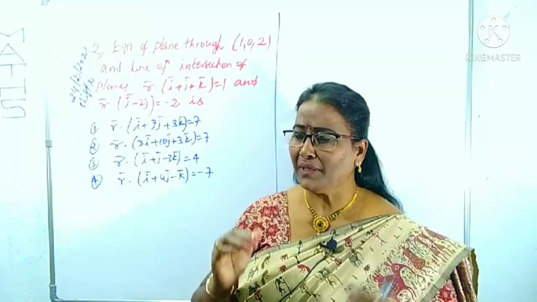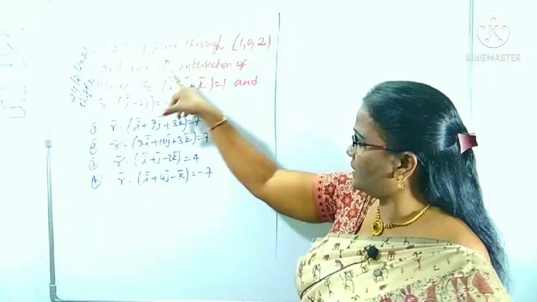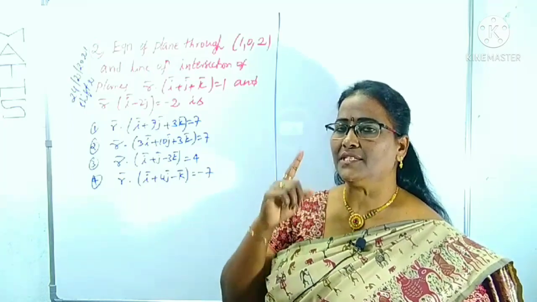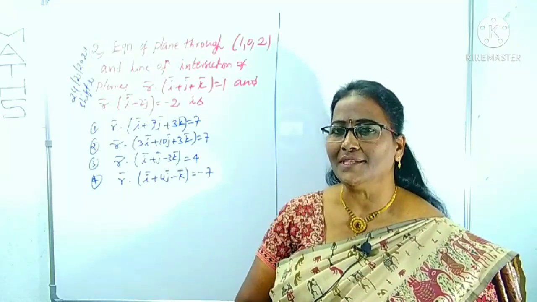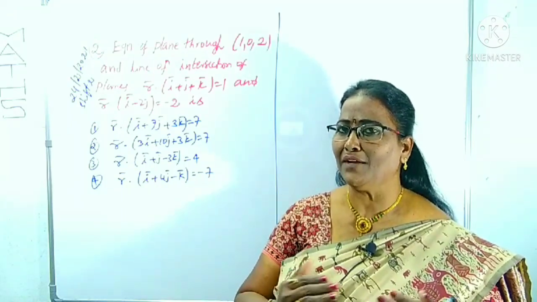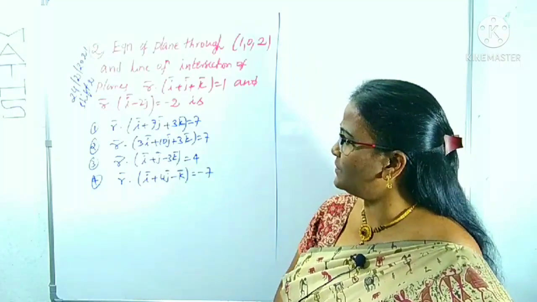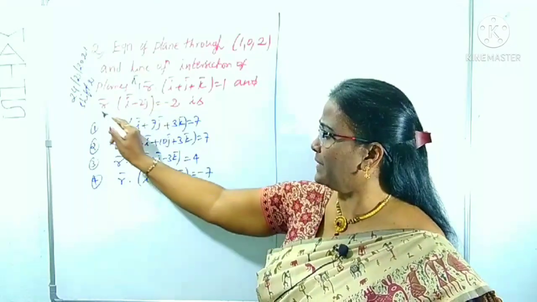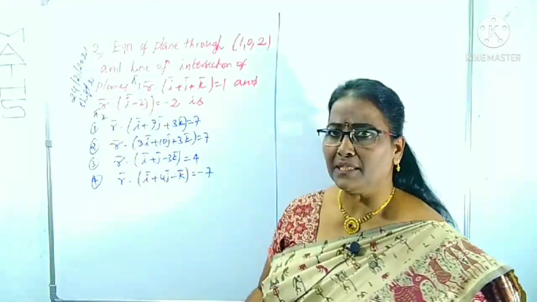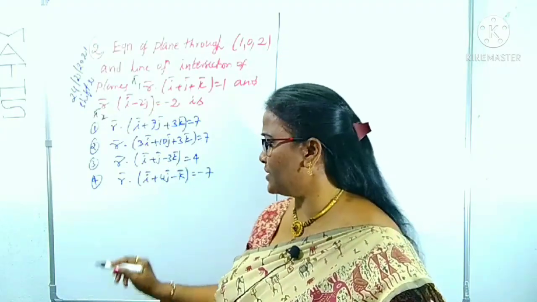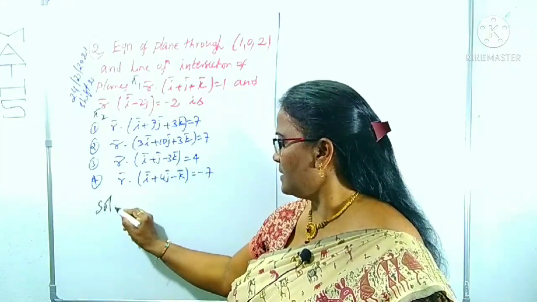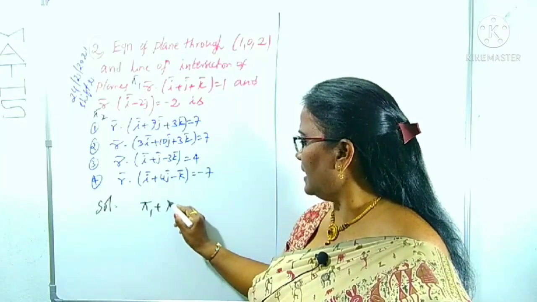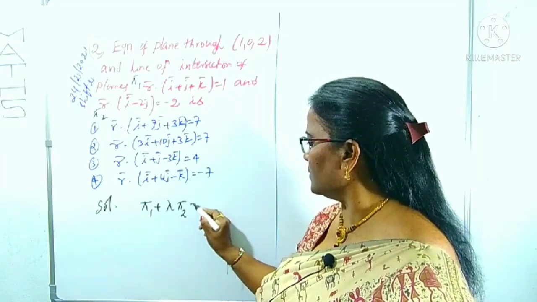We have to find the equation of the plane which is passing through this point and the line of intersection of these two planes. For that, first of all, you have to know the equation of a plane passing through the line of intersection of two planes. Suppose you take this as plane pi 1, this as pi 2. So our required plane passing through the line of intersection of two planes is, you just have to recollect, pi 1 plus lambda pi 2 is equal to 0.